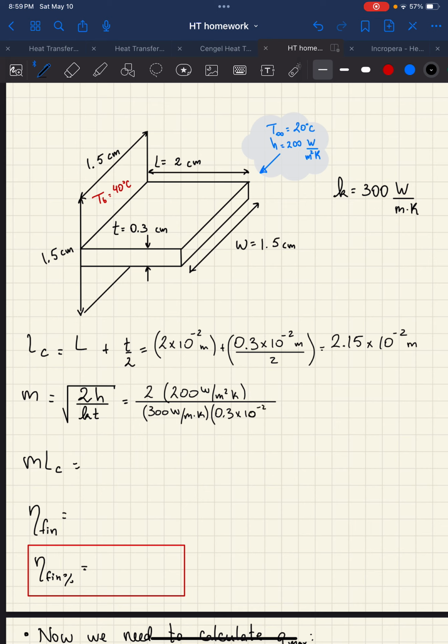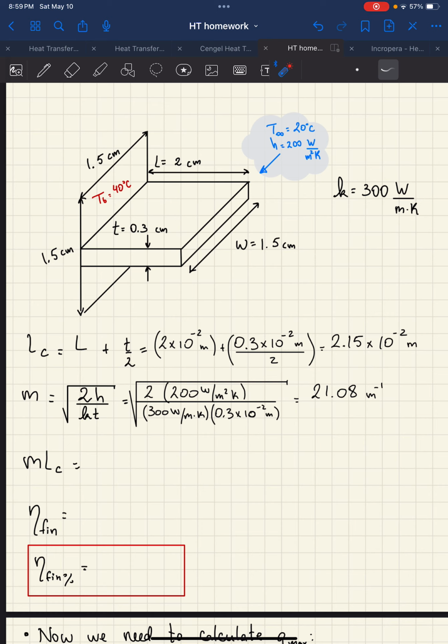There should be a 0 here. So m, if you look at the units carefully, the units will be 1 over meter. When you do m times Lc, which is ultimately what you're going to plug into the hyperbolic tangent, m times Lc is basically meter times 1 over meter, so it is unitless, which makes sense because ultimately your efficiency should be unitless. So it all works out.